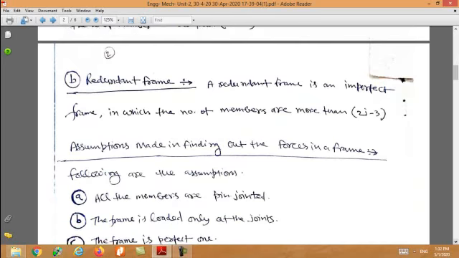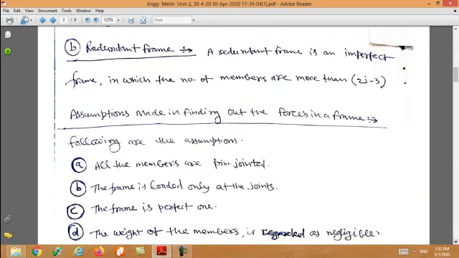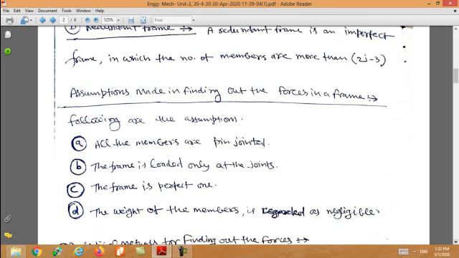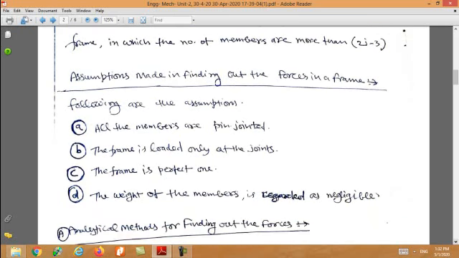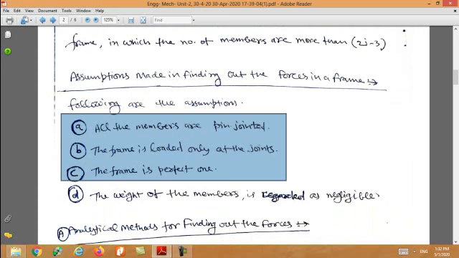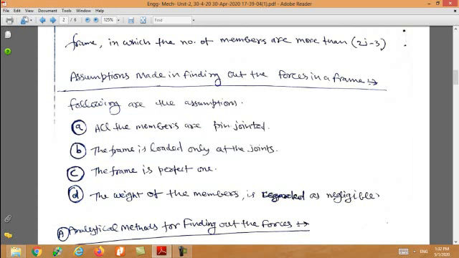Now what are the assumptions for finding the forces in a frame? Following are the assumptions. First, all the members are pin joints. Second, the frame is loaded only at the joints, and third, the frame is a perfect one. And the weight of the members is regarded as negligible. It means we will not consider the weight of the frame.